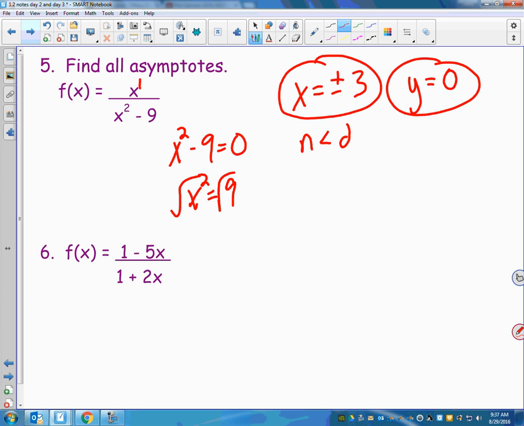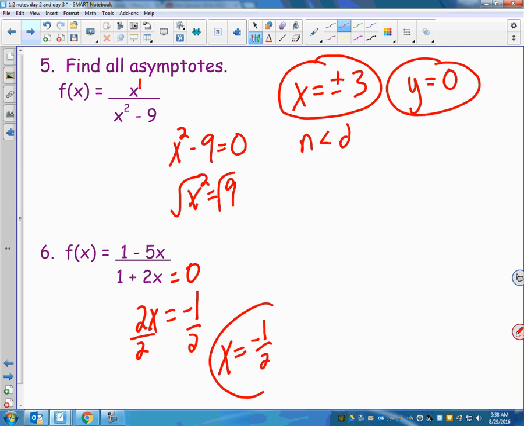Sean, what would I do for the vertical asymptote? Or what did you find as your vertical asymptote? That's what you said, f of x equals 0, subtract 1, divide by 2, x equals negative 1. Tyler, what do you think about the horizontal asymptote? Because the degrees are equal, right? So I set this up to be tricky on purpose.